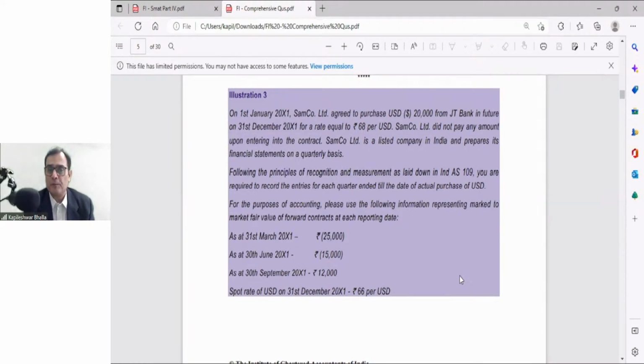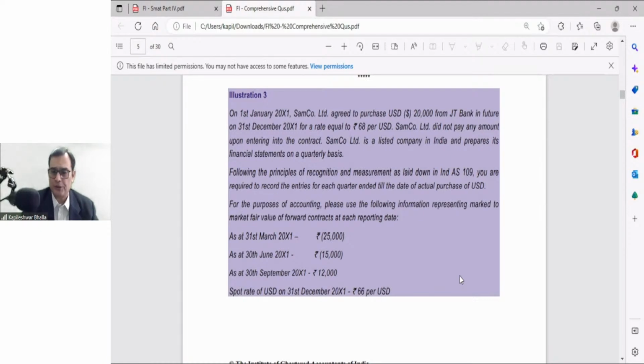For the purposes of accounting, we are given the following information representing the mark-to-market fair value of the forward contracts at each reporting date. So he has already given you the status, that if you square off the particular transaction, what is the gain or loss. He's given you the position on March X1, on 30th June X1, and on 30th September. And then he gives you a spot rate prevailing on December X1.